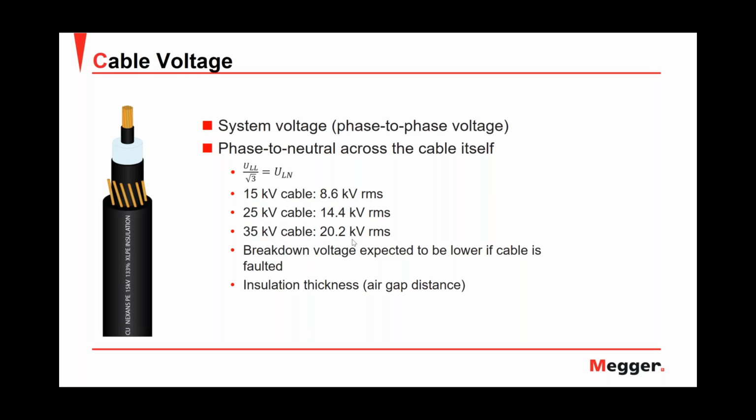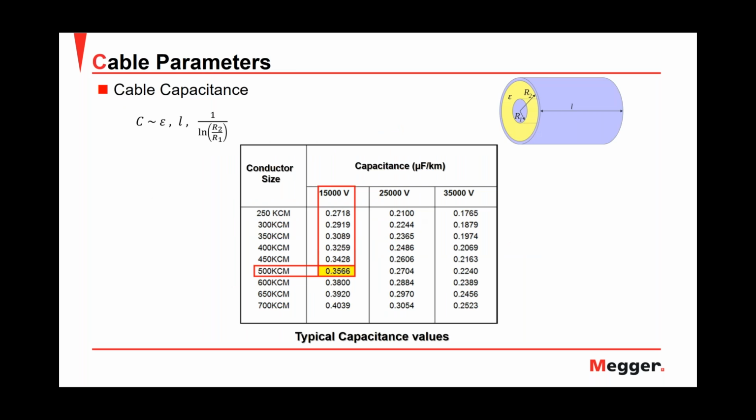Of course, these voltages are if the cables are okay, but if I have a fault in my cable, the breakdown voltage expected will be lower. In other words, if I have a faulted cable, the breakdown voltage will be the air gap distance in the fault. Okay, so let's talk of the cable parameters.